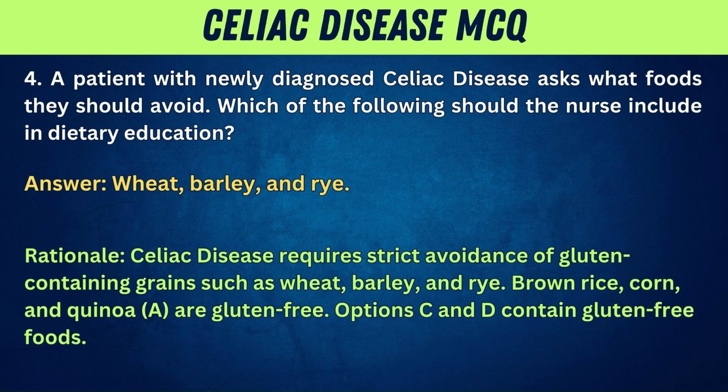Rationale: celiac disease requires strict avoidance of gluten-containing grains such as wheat, barley, and rye. Brown rice, corn, and quinoa, A, are gluten-free. Options C and D contain gluten-free foods.